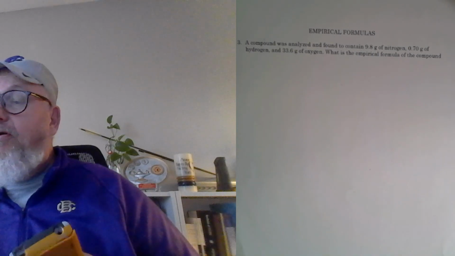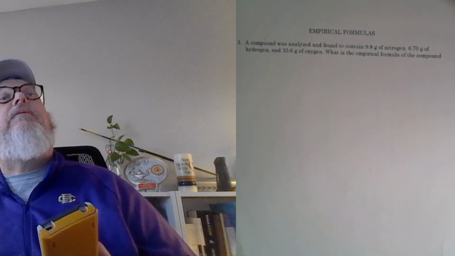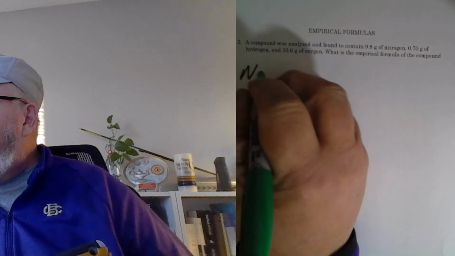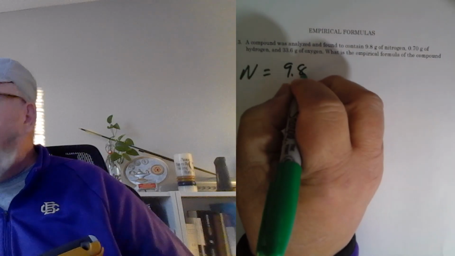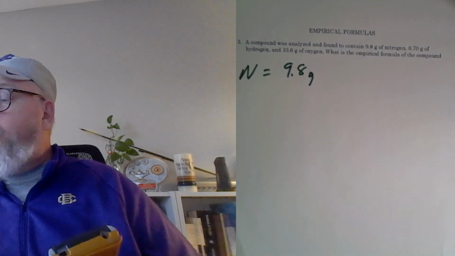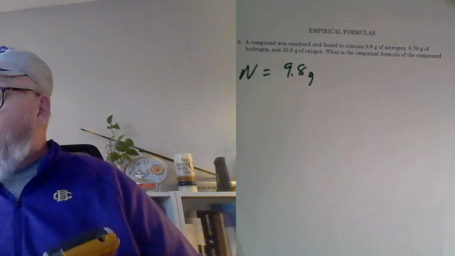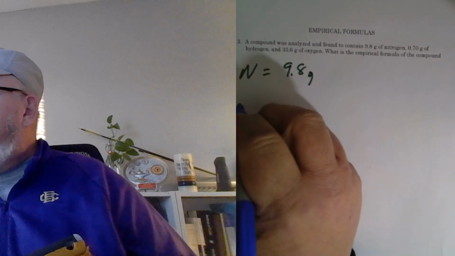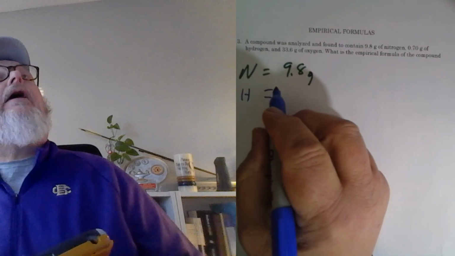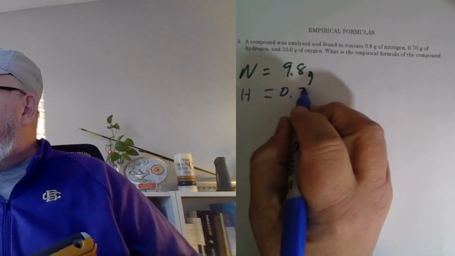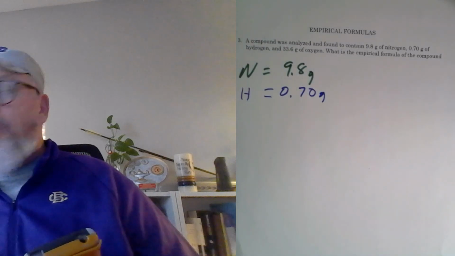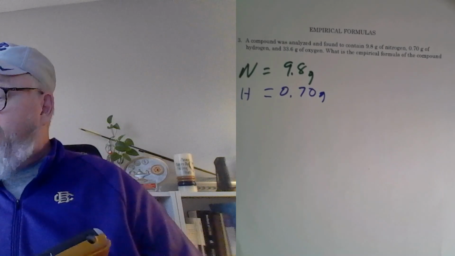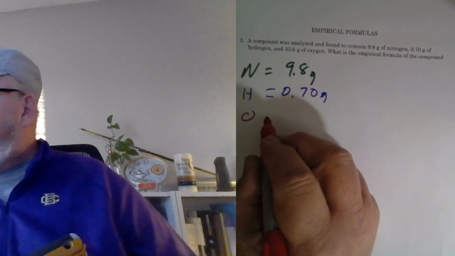Okay, so what do we got? We've got a compound that is analyzed. It is found to contain 9.8 grams of nitrogen, and 0.70 grams of hydrogen. Let's use blue for hydrogen. Okay, and then it's got 33.6 grams of oxygen.